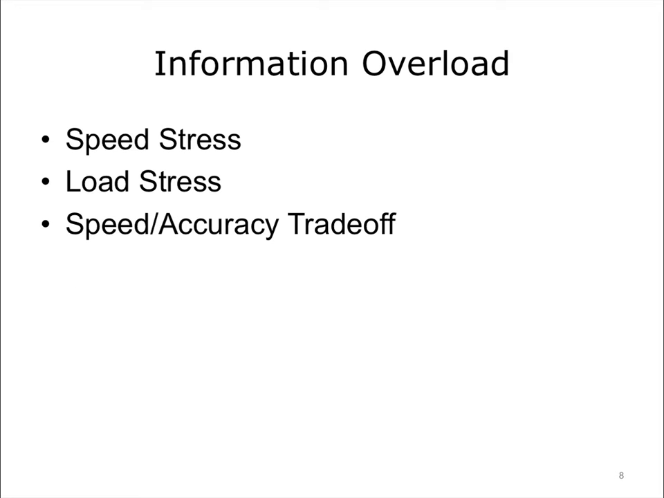Humans can easily go into information overload. This slide describes some of the conditions for overload. If you are under pressure to increase the pace of your performance, or you are burdened by a heavy information load, the quality or accuracy of performance is likely to degrade. There is a speed-accuracy trade-off. As you increase your speed of performance beyond a certain threshold, you increase the probability that the quality or accuracy of your work will degrade.